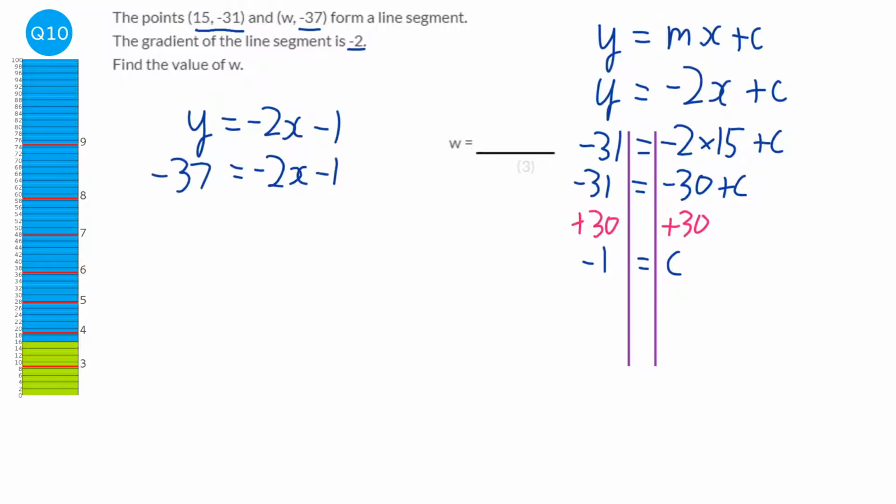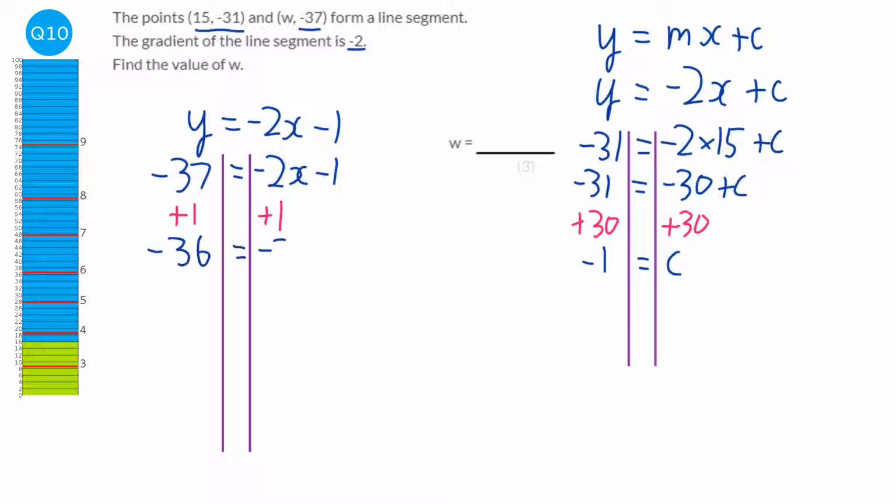So let's get our solving lines in. Okay, so the first thing I'm going to do is add 1 to both sides. And so it would be -36 equals -2x. I'm now going to divide everything by -2. And a negative divided by a negative is positive. 36 divided by 2 is 18. And then obviously that gets rid of the coefficient of the x, so it's just x. So x equals 18. So the x value is 18 and the x value is the w value.